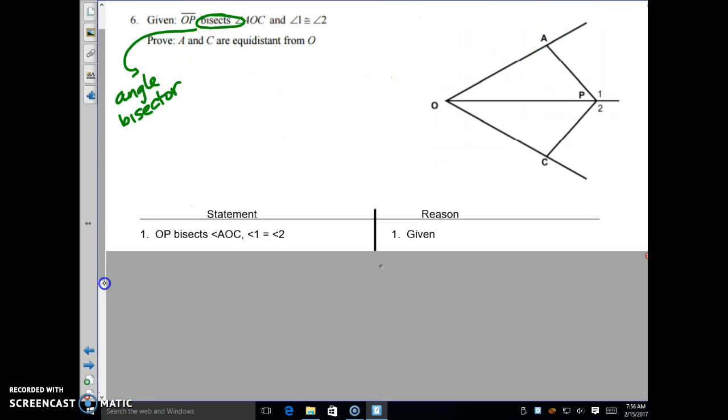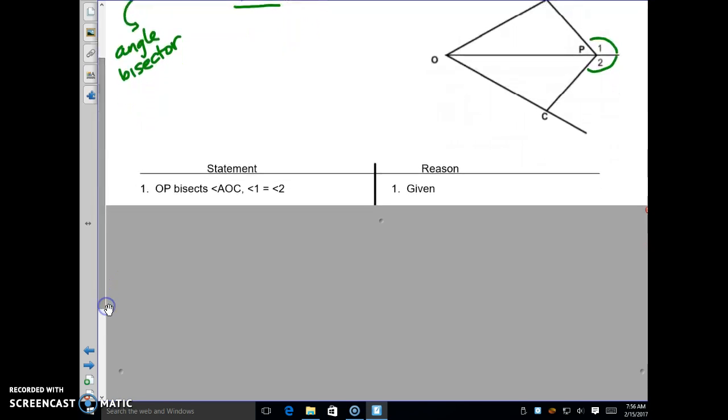The last question we're dealing with is question number 6. The picture doesn't look too bad. We have a vocabulary word, OP bisects angle AOC. We also have angle 1 equals angle 2. We also notice that the proof has a different sort of statement that we have to make sure that we are able to prove, and it has the keyword of equidistant, which just means same size or equal distance away. I'm going to zip through this one fairly quickly as well, so make sure you pause if you need to.